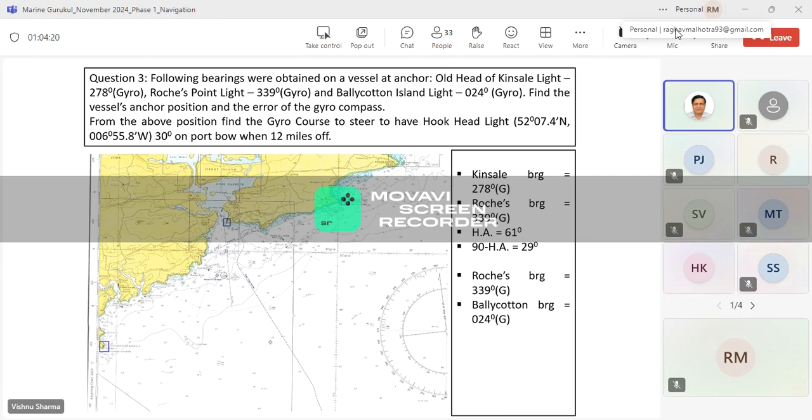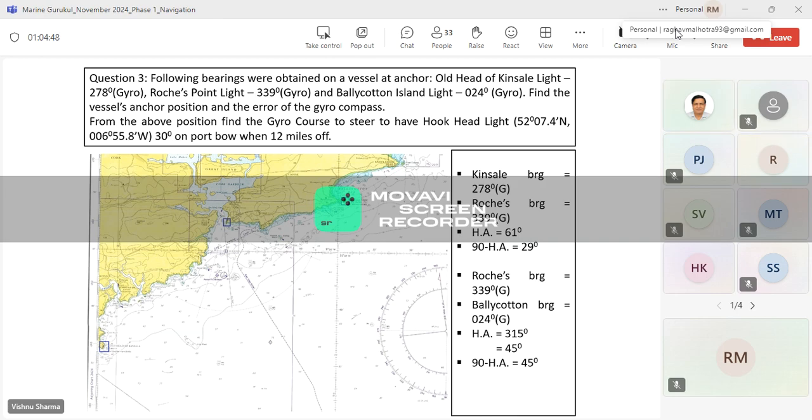Horizontal angle is the smaller of the two angles, not the reflex angle, right? So there is no question of plus or minus. The horizontal angle is 315, that is 339 minus 24. If the horizontal angle comes more than 180, then you subtract this 315 from 360, which is 45 degrees. So horizontal angle is 45. 90 minus horizontal angle is also 45. Am I right, guys? Yes, sir.